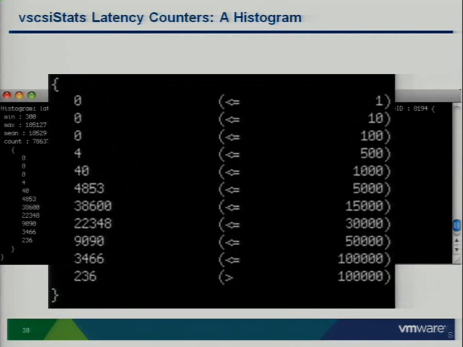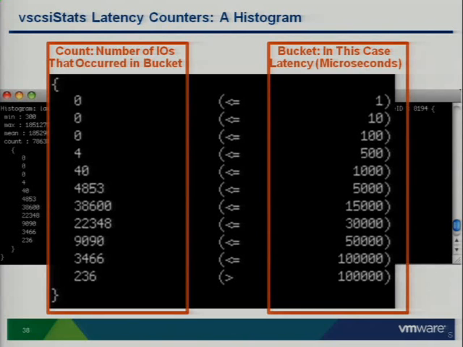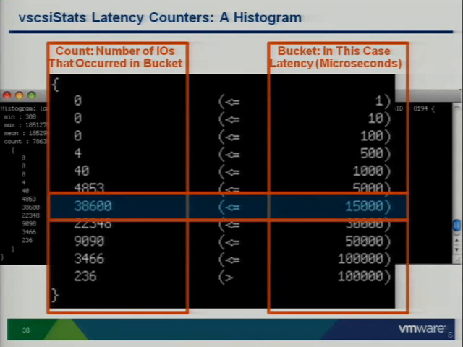Let me zoom in on this. So consider this as a histogram. There are buckets, as there are on the right. This is a latency bucket, which means a certain number of IOs were either less than 1 microsecond at the top, then less than 10 microseconds but greater than 1, then less than 100 but greater than 10. And on the far left is the number of IOs that fit into that bucket. I'll give you one example. This means 38,600 IOs came in faster than 15 milliseconds, but slower than 5 milliseconds.